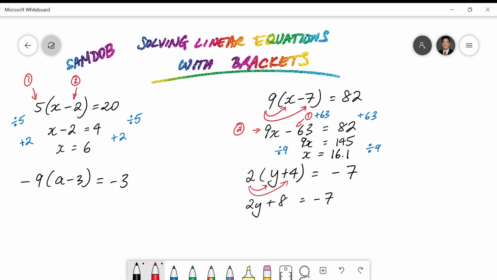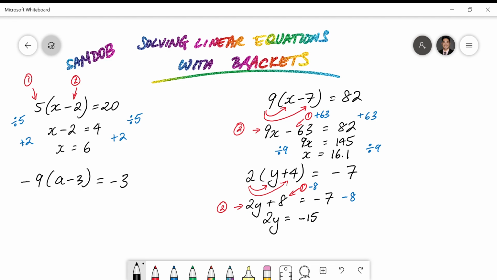We need to get rid of the 8 first, and then we'll get rid of the 2 second. Okay, so to get rid of the 8, because it's a positive 8, we're going to subtract 8. And because we're subtracting 8 from the left-hand side, we're going to subtract 8 on the right-hand side to keep things balanced. We have 2y is equal to minus 15.